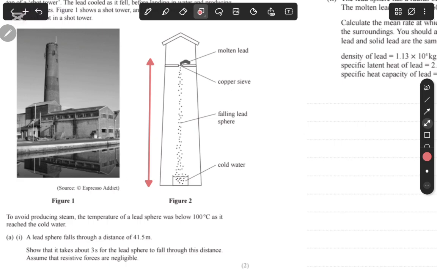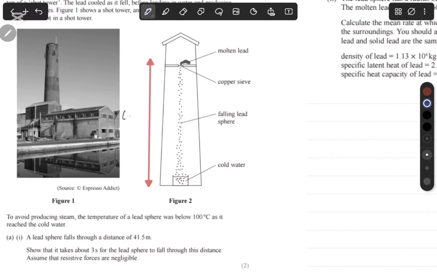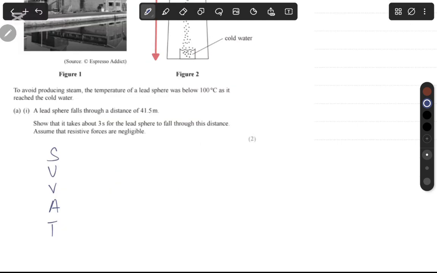So I'm just going to make use of the diagram. This distance is 41.5 meters, and the lead is falling down in free fall. So the acceleration due to gravity is going to be 9.81. So we can just use the SUVAT.